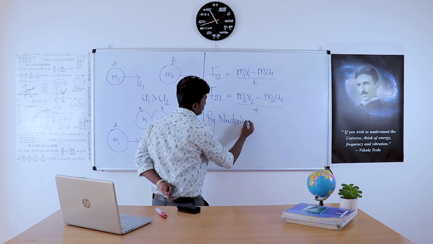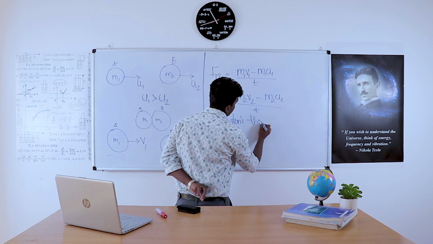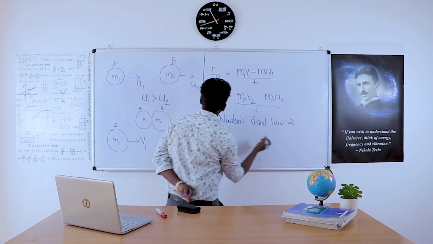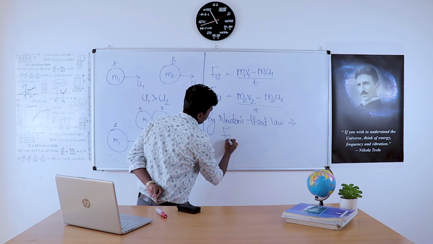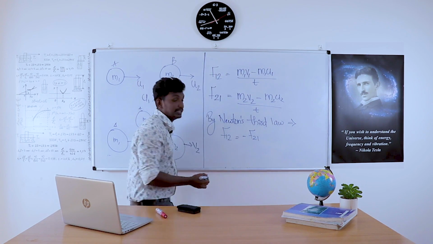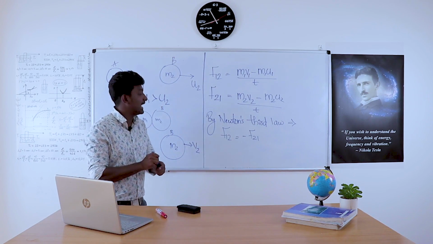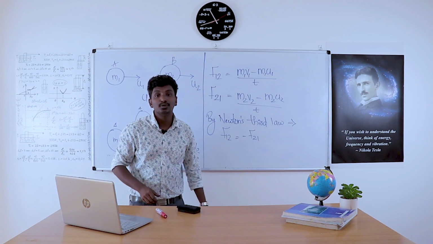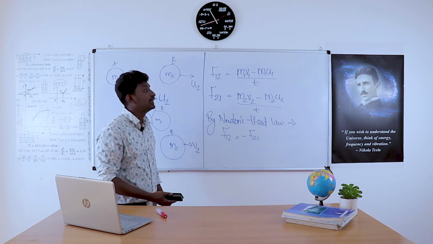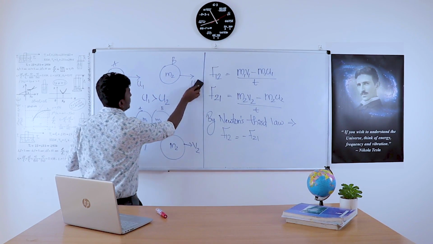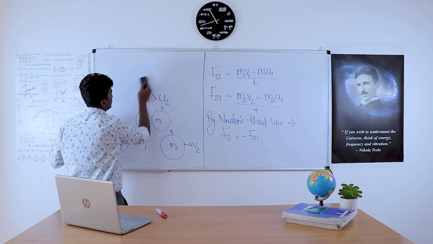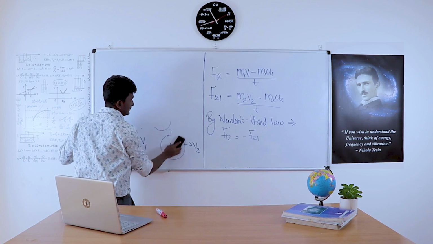Then by Newton's third law, we can say that F12 is equal to minus F21. That means F12 is the action and F21 is the reaction. Now I am rubbing the initial conditions and writing the remaining section here.